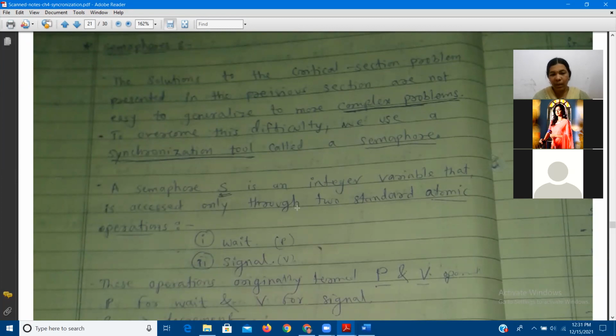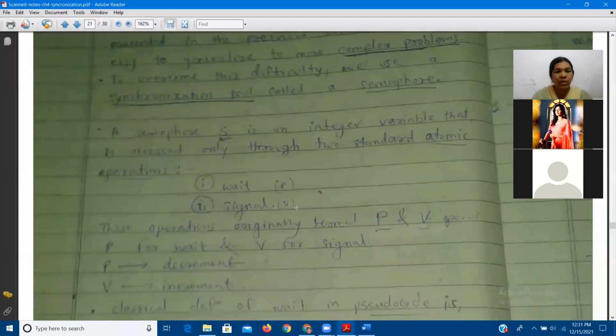So keep in mind, wait is also called a P operation, and signal is also called a V operation. These operations were originally termed P and V: P for wait and V for signal.